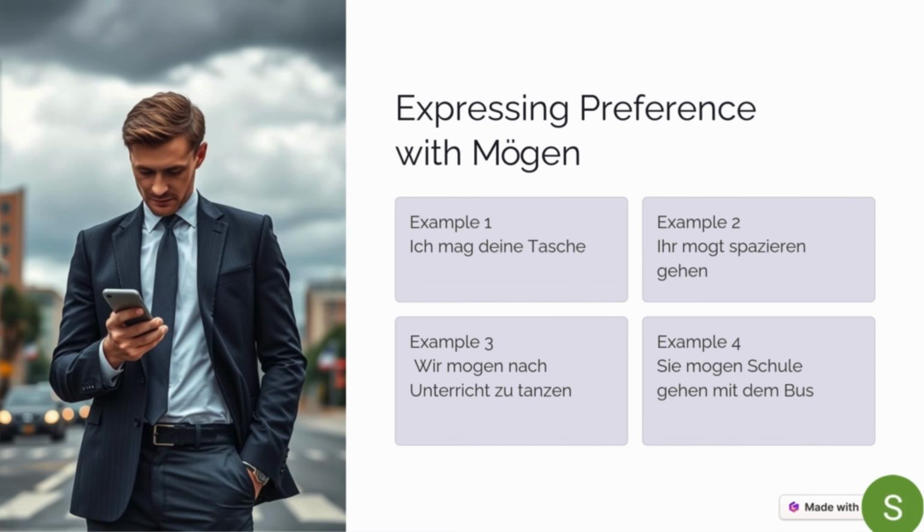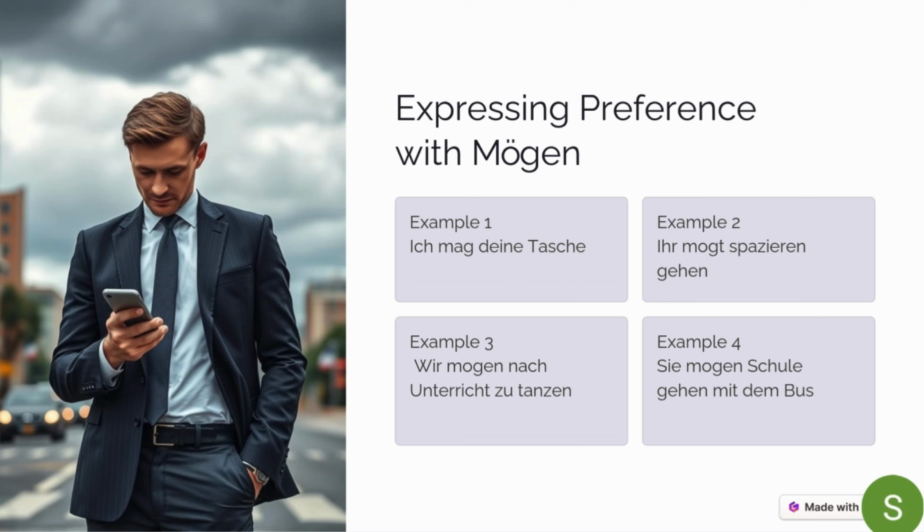On to the next modal verb, which is mögen. Mögen in a sentence is used to express preference. In English, mögen translates to the verb to like. The first example, ich mag deine Tasche. We note that the conjugation of the personal pronoun ich for mögen is mag. So ich mag deine Tasche translates to I like your bag.